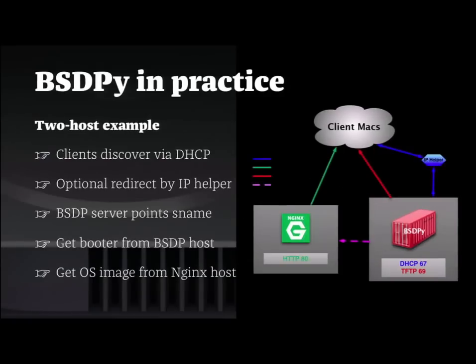Slightly bigger setup, so now we're splitting up the HTTP server, but same story here. The client checks in, optionally uses an IP helper to get its bearings. The BSDP server now points the sname, which is the purple dotted line there. That is basically saying, for all your requests for this stuff, go over to that server and ask them for the files you're looking for. So it still gets the booter from the BSDPy host, but now the OS image is coming from a separate Nginx host that may be better optimized to serve a lot of clients.